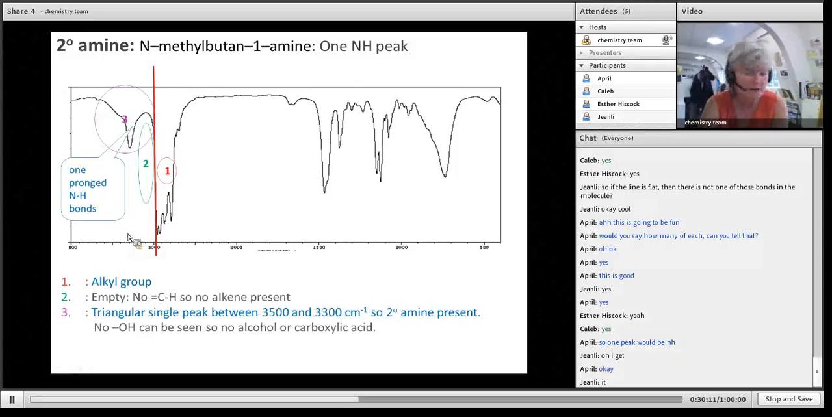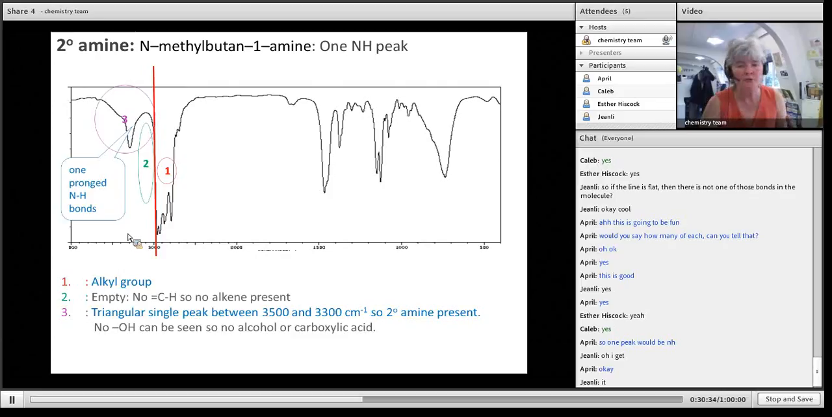Okay, and that means I've got a secondary amine present. So when you draw possible isomers, you would only draw secondary amines. You wouldn't draw primary amines. Or you could draw a primary amine and say it's not this because the IR spectra tells me quite clearly it's a secondary amine.